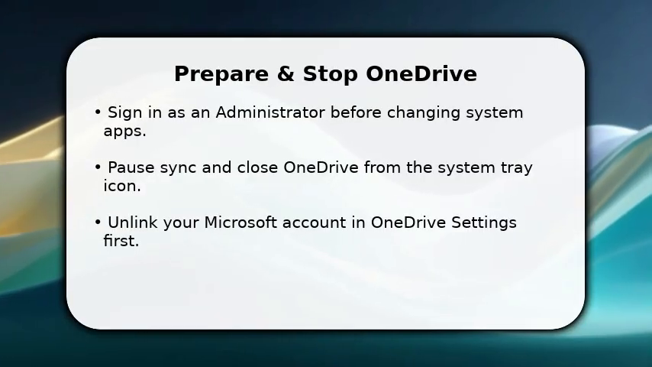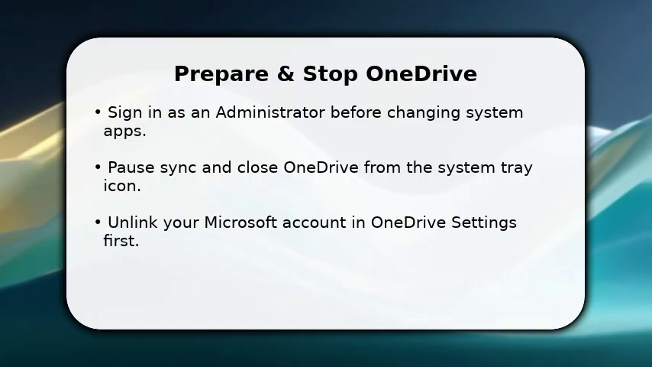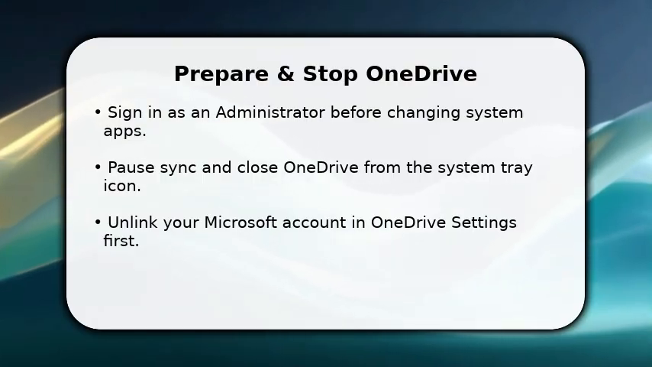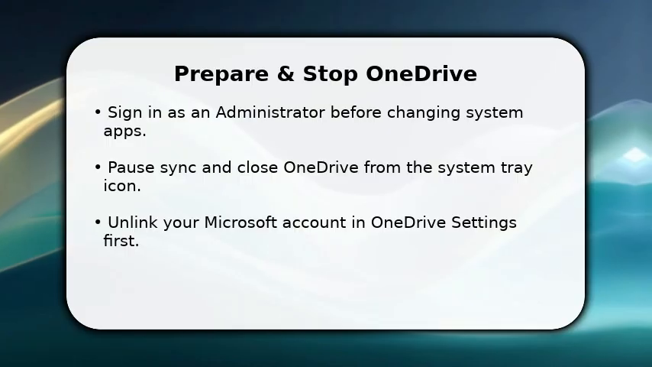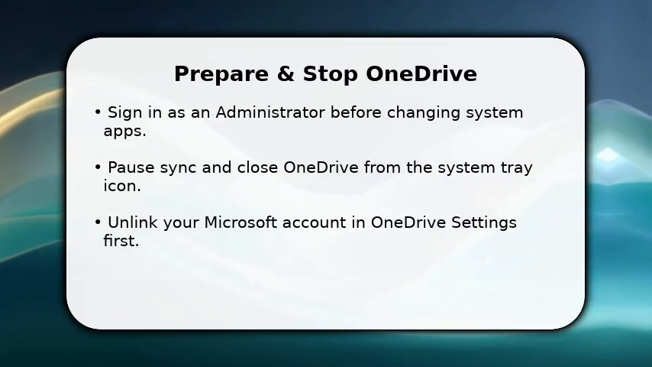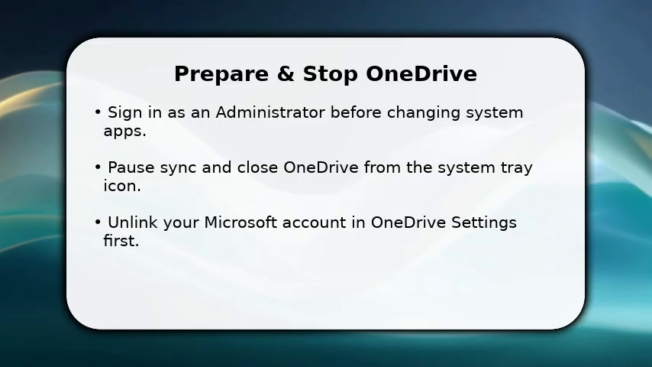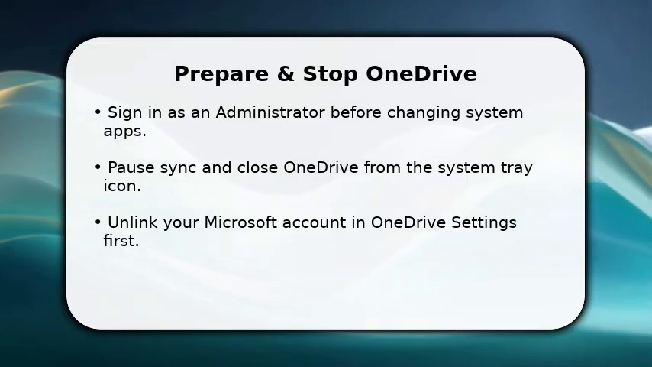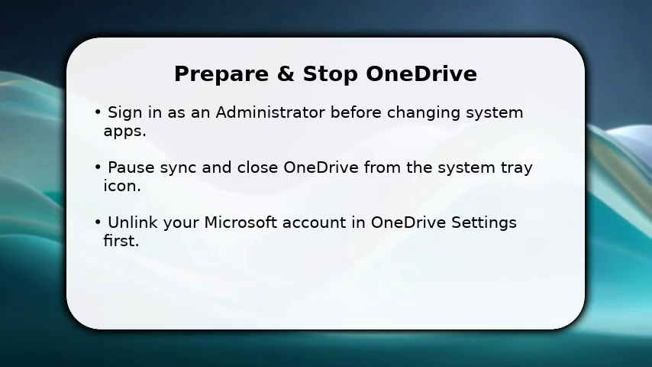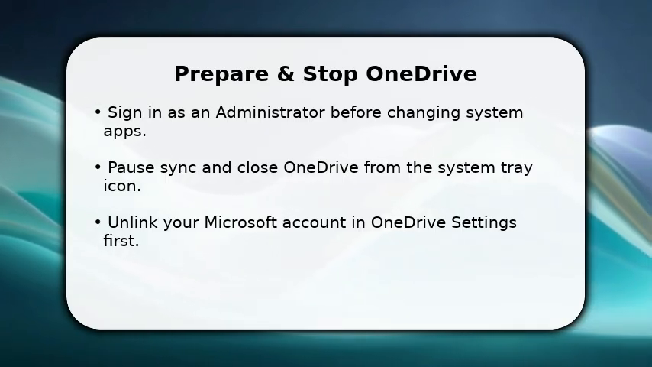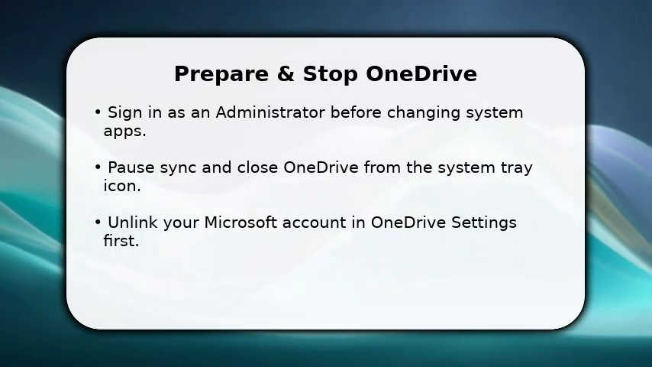You start by pausing sync and closing OneDrive so files don't change mid-process. Sign in to an administrator account, then right-click the OneDrive cloud in the system tray and choose Pause Syncing. Next, open Settings > Account and click Unlink this PC. This ensures OneDrive stops associating with your profile.